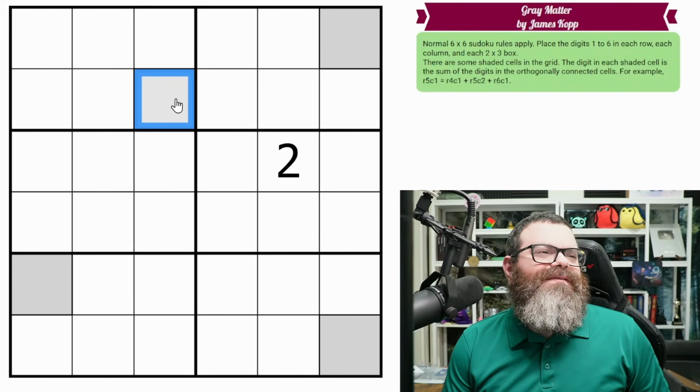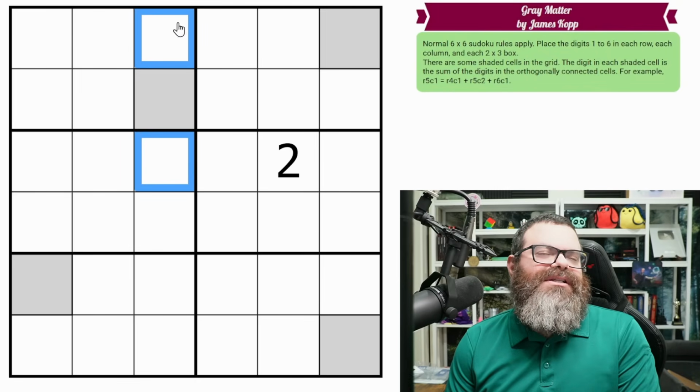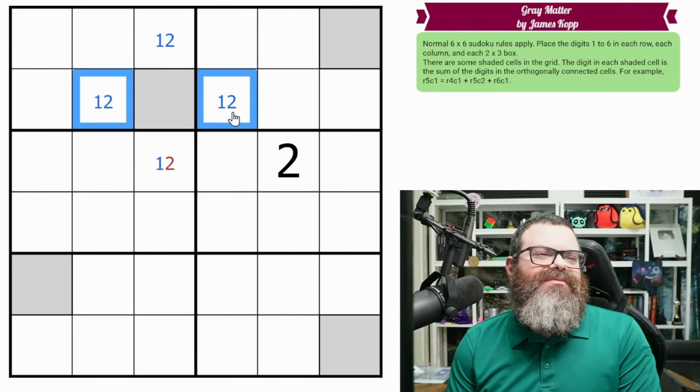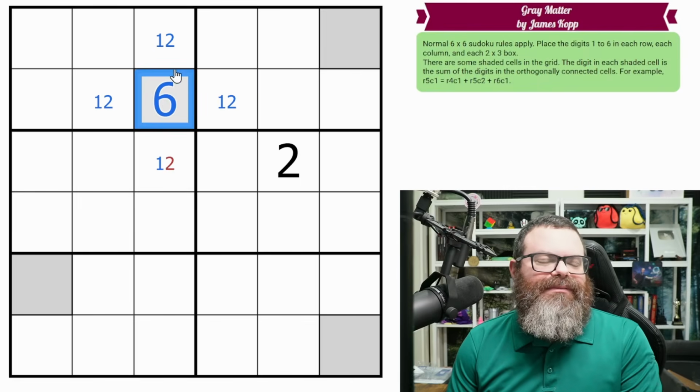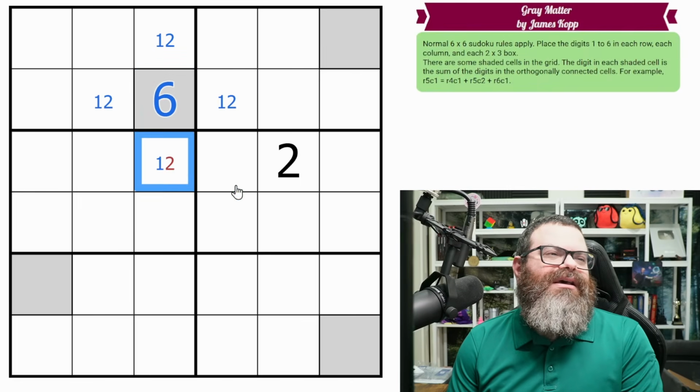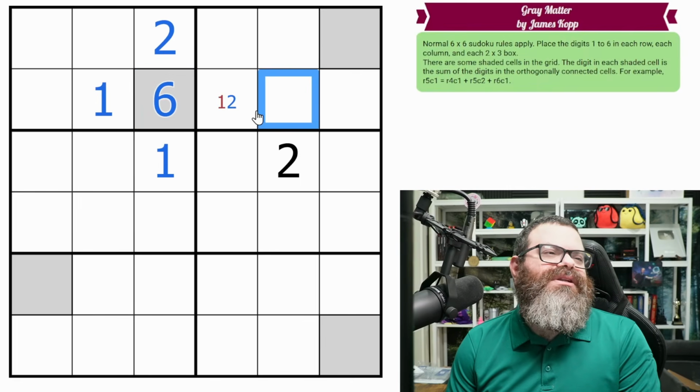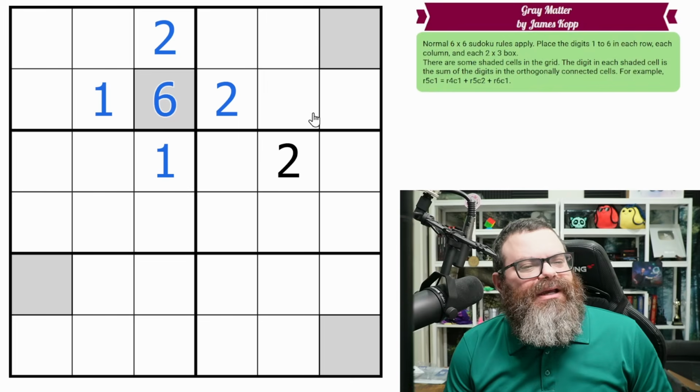So this is the sum of 4 digits. At minimum, because these share a column, this would be a 1-2 pair. And because these share a row, this would be a 1-2 pair. 1-2 pairs add to 3. So at minimum, this would add to 6, which is also the maximum, because the biggest I can put here is a 6. And this 2 resolves this 1, 2, 1, and 2. All right, what do I want to look at next?